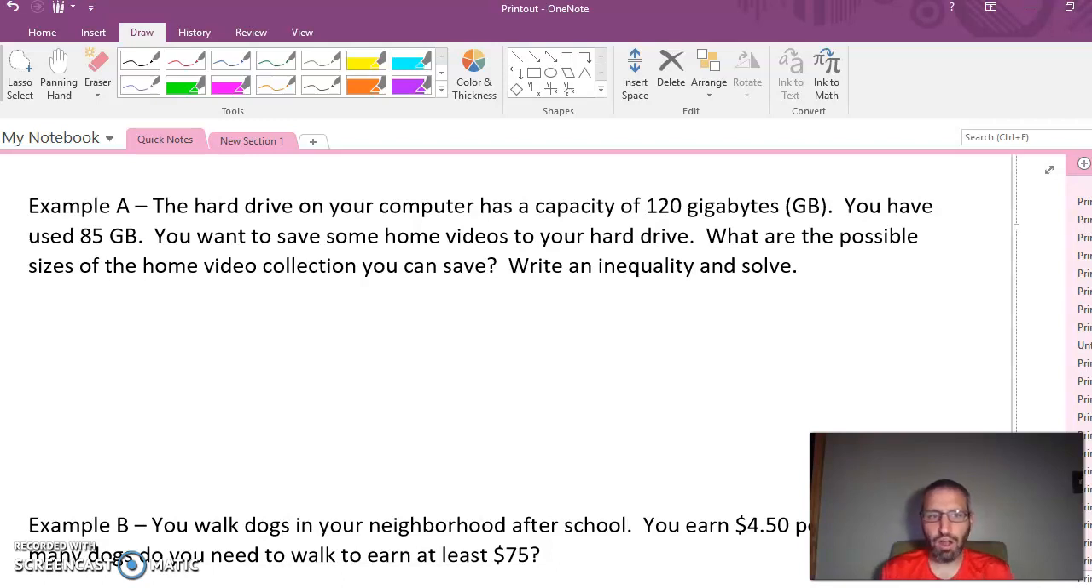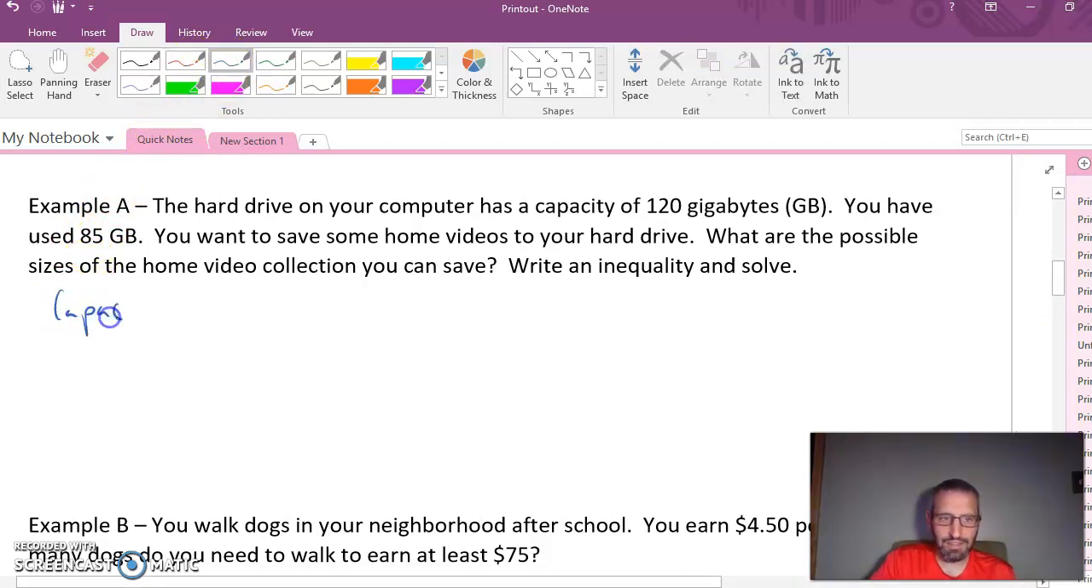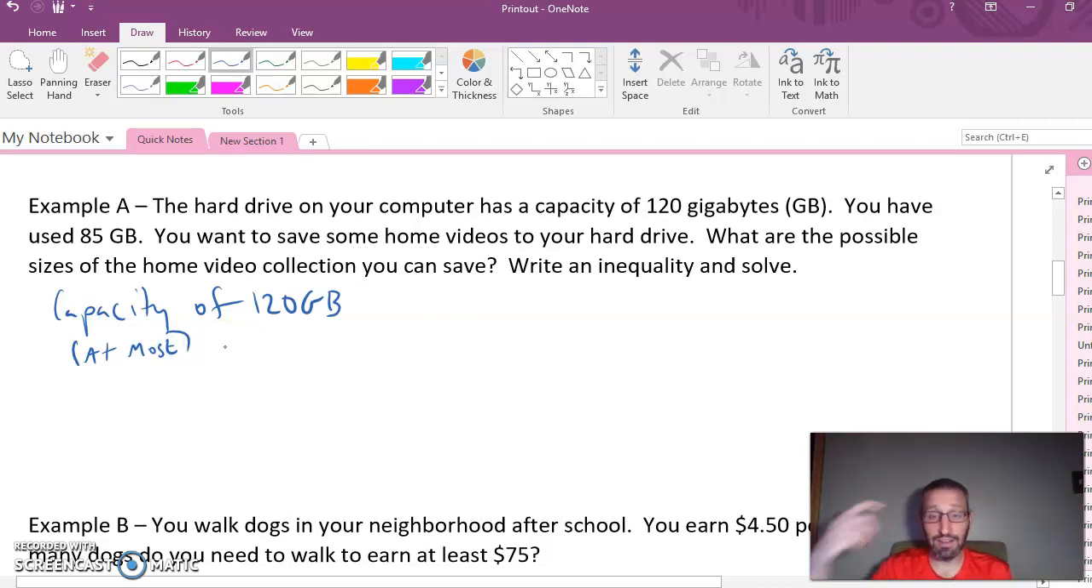Okay, the hard drive on your computer has a capacity of 120 gigabytes. That means I have a capacity of 120 gigabytes. Capacity, that means at most, right? At most. We can't go over our capacity, right? That would be not allowed. All right, we have used 85 gigabytes. I'm going to write that down too. That seems important. Used 85 gigabytes.